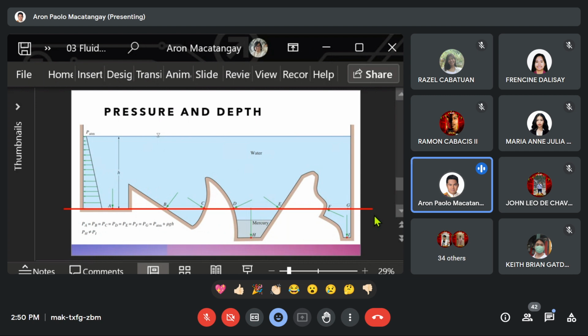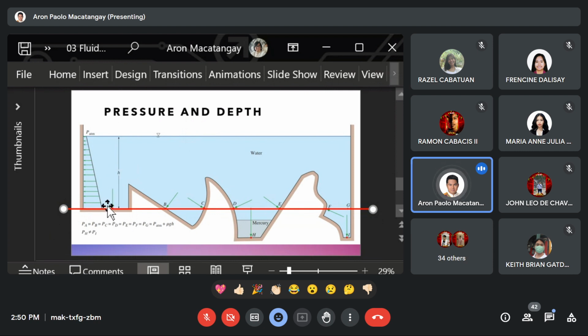So because of that, let's look at this. First thing nabanggit is the pressure is dependent on the depth of the water. Tapos, i-combine mo siya doon sa concept na the pressure experienced by a point from any direction is the same. Which means, kung lagyan ko ng red line dito, the pressure experienced by any point at this depth h should be the same.